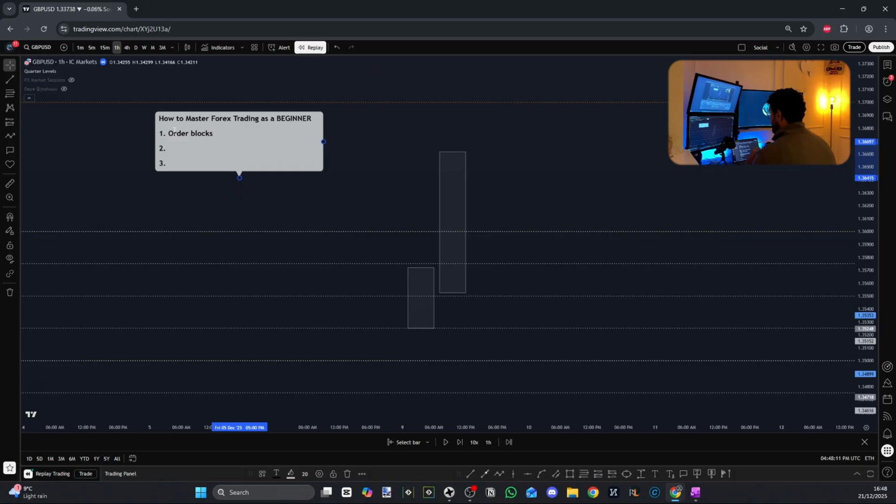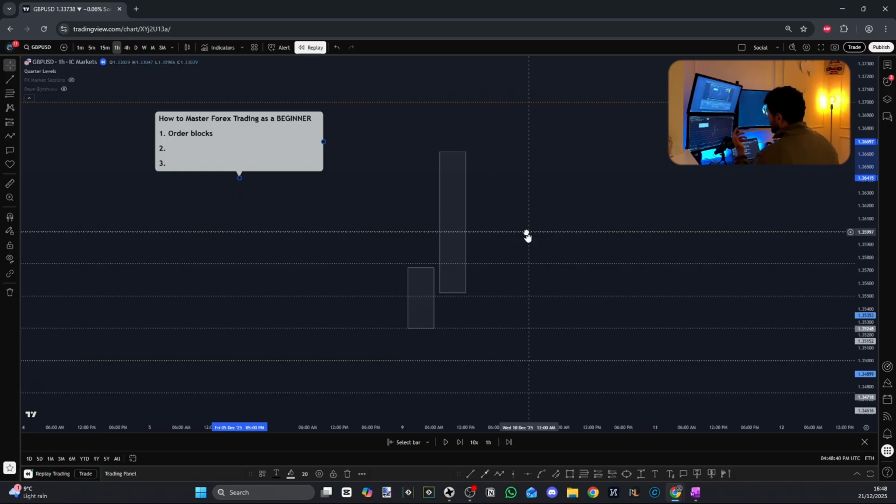also known as a displacement in the opposite direction. The theory is that it indicates where institutions and large players place significant buy or sell orders. And you've got two different types of order blocks. You've got a bullish order block, which is the last down candle before a strong bullish move, and you have a bearish order block, which is the last up candle before a strong bearish move.